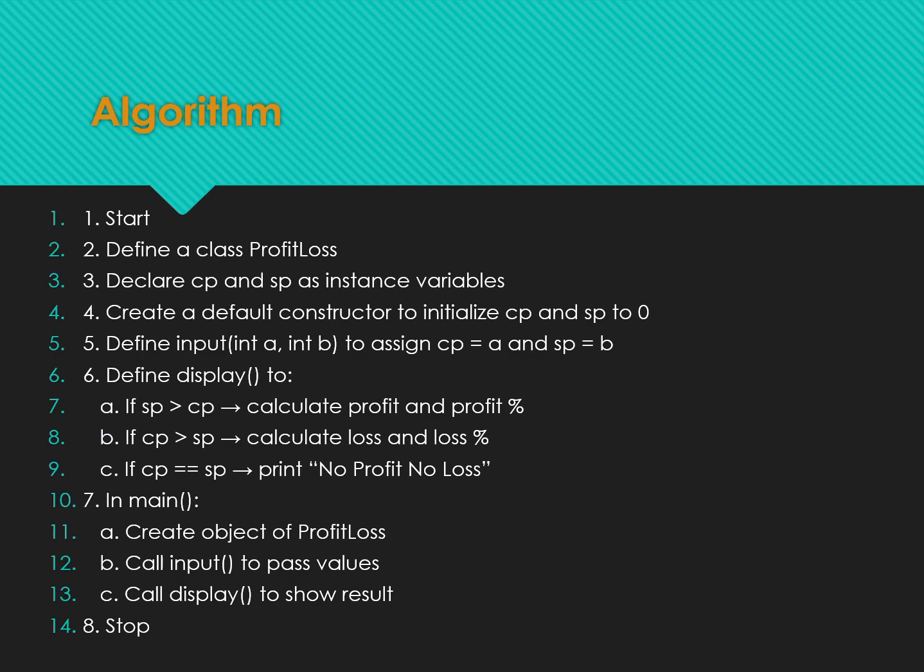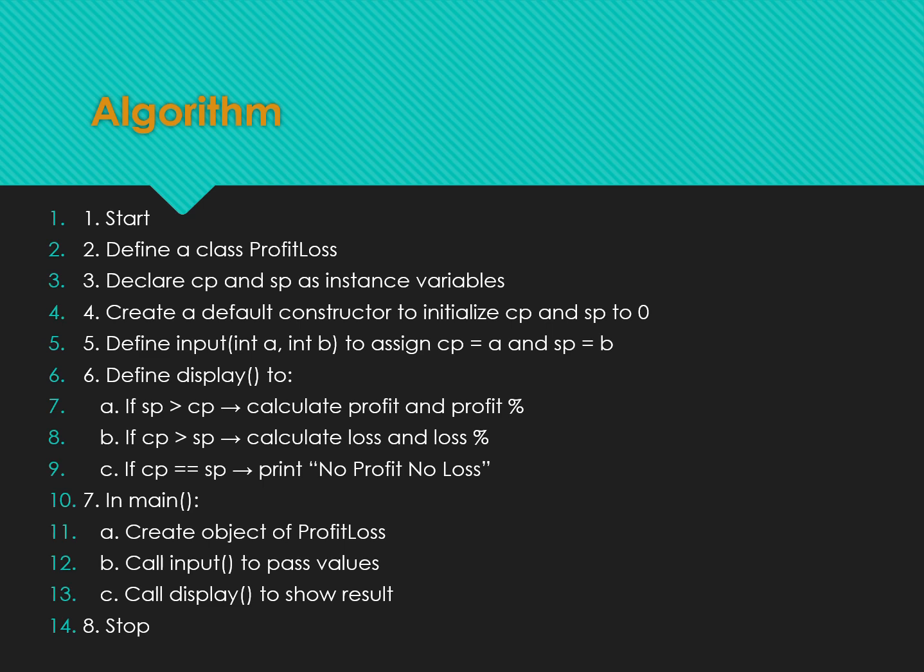Let's walk through the algorithm step by step. Step 1. Start the program. Step 2. Define a class named ProfitLoss. Step 3. Inside this class, declare two integer variables, cp for cost price and sp for selling price. Step 4. Write a default constructor to initialize both cp and sp to 0. Step 5. Create an input method that accepts two integers and assigns them to cp and sp.